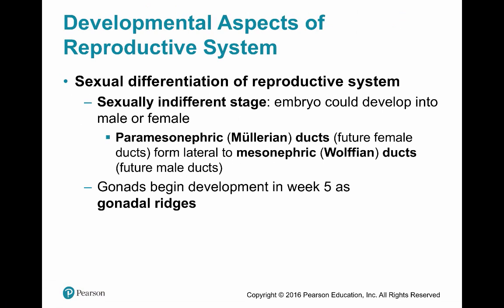And so basically during the development of the reproductive system, sexual differentiation includes different stages where the embryo could develop into male or female. You have these paramesonephric ducts, basically future female ducts, that form lateral to the mesonephric ducts, the future male ducts. So there's going to be a point where the decision is made.